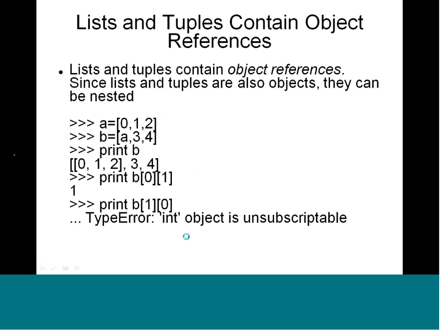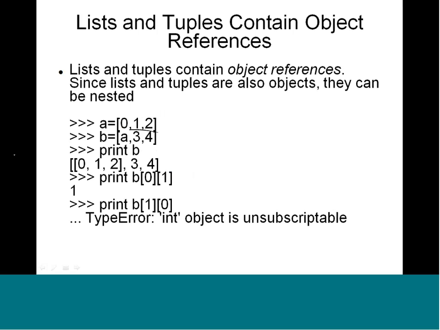Both lists and tuples contain object references. So the list and tuples are also objects, they can be nested. So you can actually describe a tuple within a list, and a list within a tuple, and a tuple within a tuple, and a list within a list.